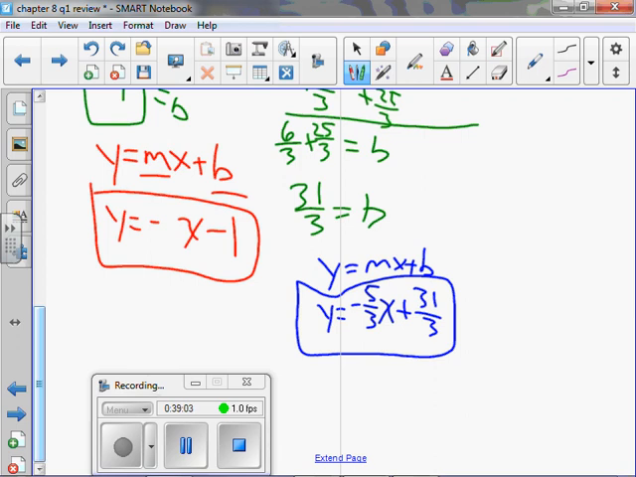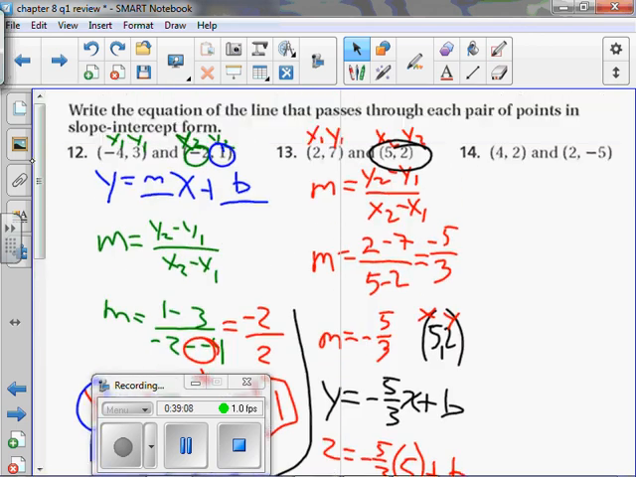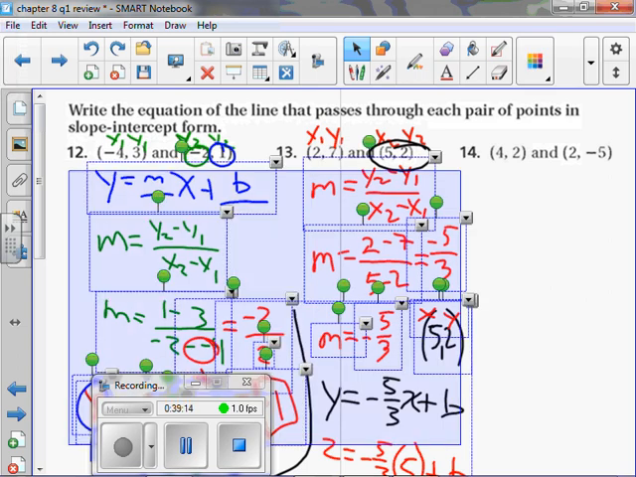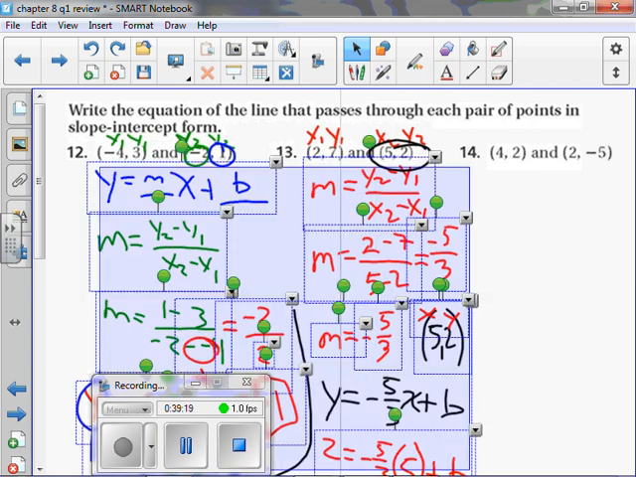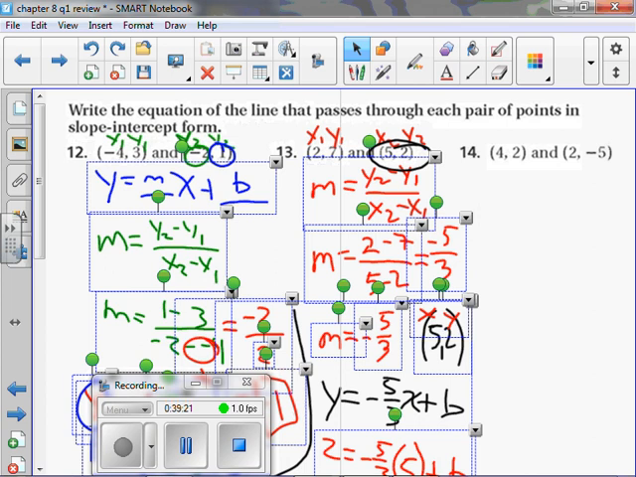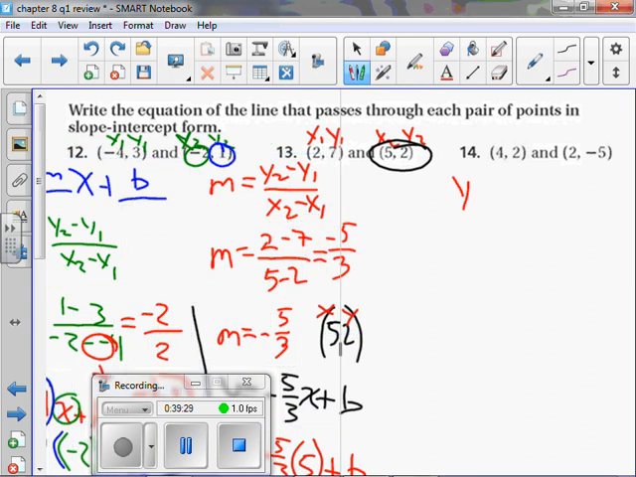Okay? So, final question for the review is going to be right here. And let's see if I can just move all of this over so I can give myself some more room. There we go. And so the first thing I want to do, again, find m. M equals y2 minus y1 over x2 minus x1. I'm going to pick this one to be x1, y1, x2, y2, and then I'll just plug them in.